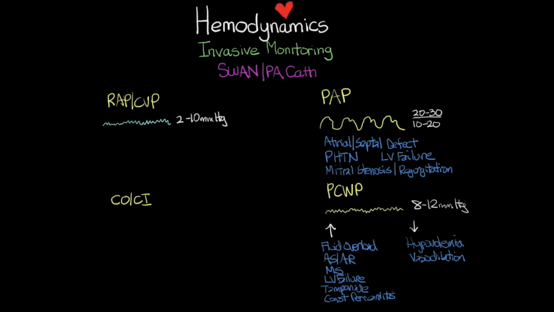All right, finally, the last hemodynamic value that we are going to be able to get from the SWAN or the PA cath is going to be our cardiac output or cardiac index. Now, depending on the equipment that is being used, you can get either a continuous or intermittent cardiac index or cardiac output.